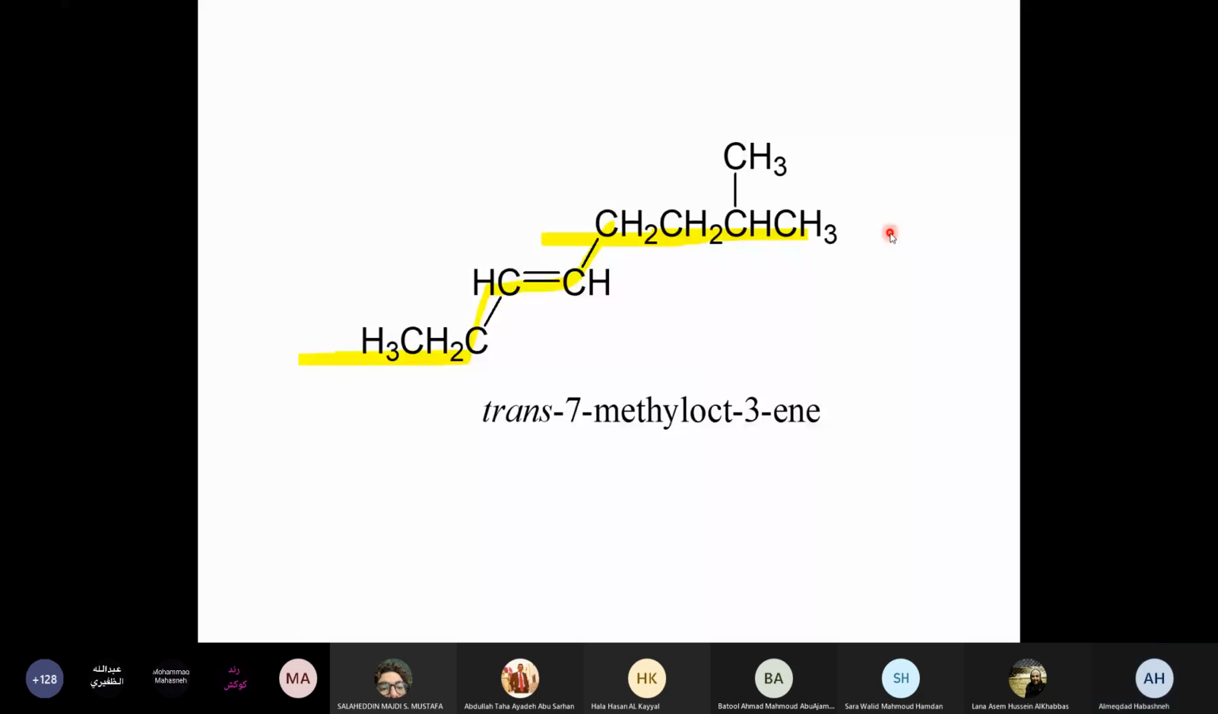So now this group is up and this group is down. So what is the compound? Is it cis or trans? Trans. So the full name is trans-7-methyl-octa-3-ene. Okay, guys?